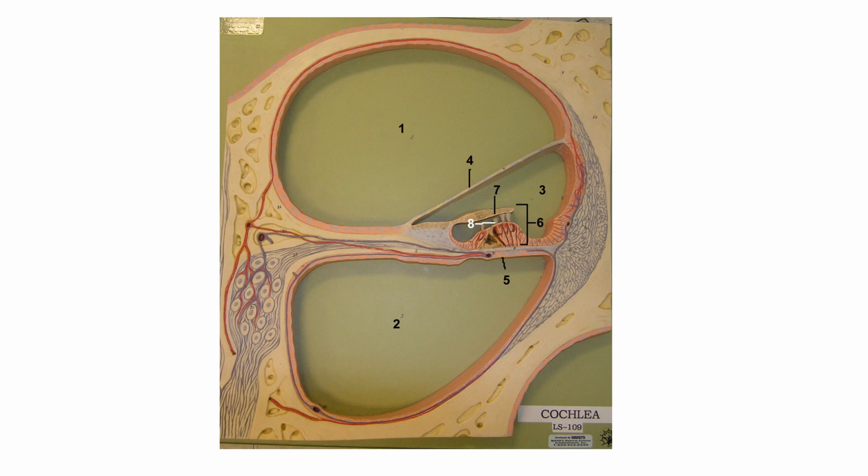7 is showing you the tectorial membrane. And 8 is basically pointing to the hair cells. Altogether, the tectorial membrane, the hair cells, and the basilar membrane create the spiral organ of Corti.